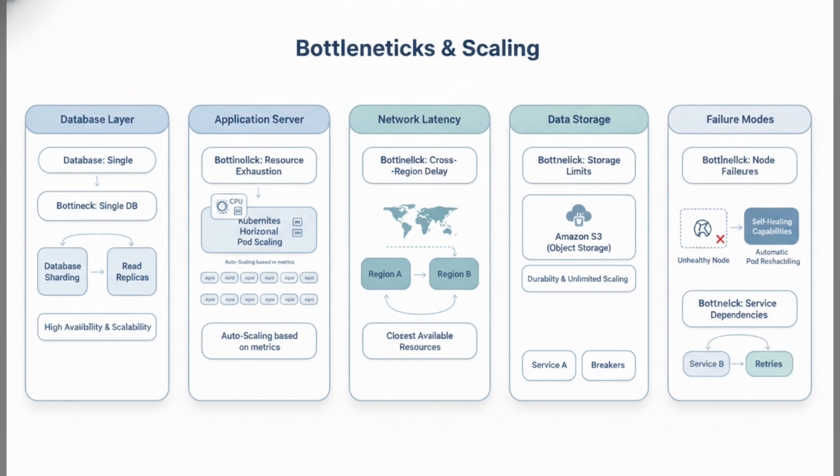Network latency can also be a bottleneck, particularly in regional failures. To mitigate this, we can deploy a multi-region setup with cross-region load balancing, ensuring users are routed to the closest available resources. For data storage, using an object storage solution like Amazon S3 ensures durability and unlimited scaling, removing the risk of hitting storage limits. Finally, regarding failure modes, we must think about node failures. Leveraging Kubernetes self-healing capabilities allows for automatic rescheduling of pods on healthy nodes.